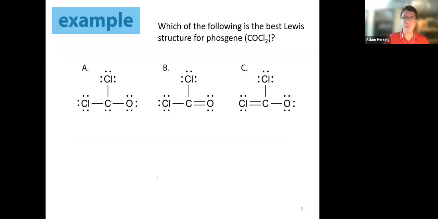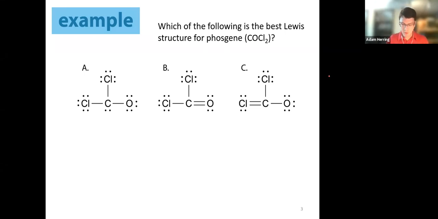So let's now look at a specific Lewis structure. I'd like you to try this one, since we've already done Lewis structures before, and make your estimation as to which of these you think is best. So pause the video and try and evaluate this on your own.